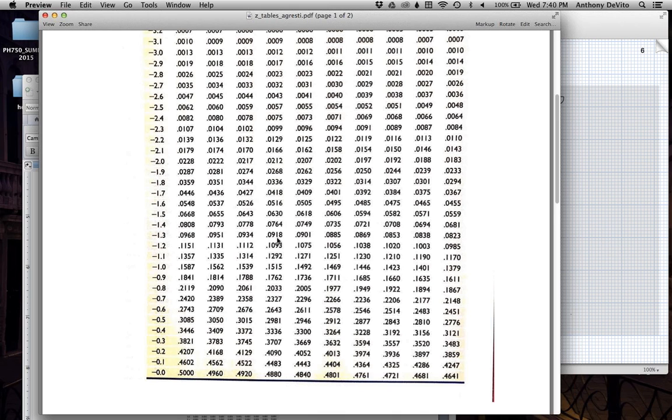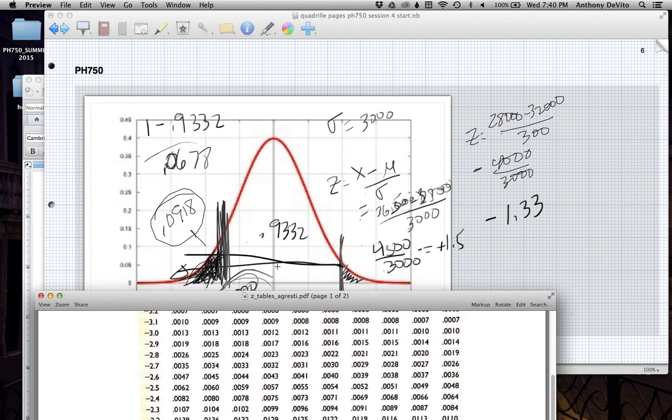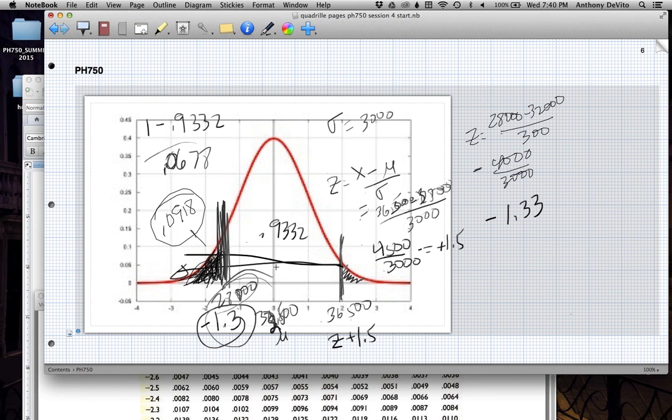And negative 1.33, 1 1/3, would be 0.0918, 9.18%. So that's really just applying the table. And really, I should have made this clearer over here. This was negative 1.33. It was negative 4,000 over 3,000, wherever that went to.